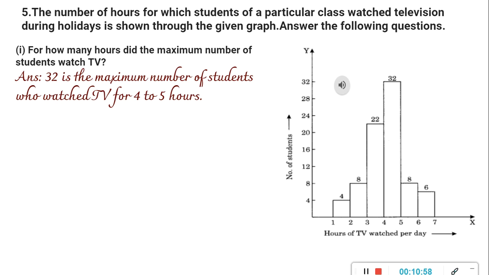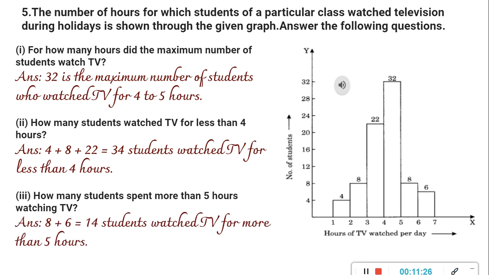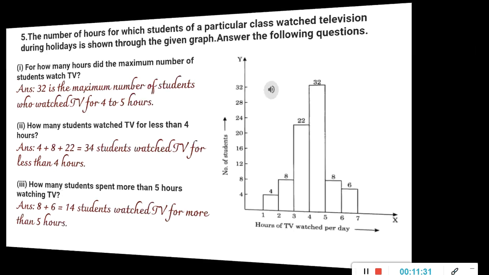The second question is, how many students watched TV for less than 4 hours? Less than 4 hours, we can see that 4 plus 8 plus 22, that is equal to 34. So 34 students watched TV for less than 4 hours. Now third question is, how many students spend more than 5 hours in watching TV? That is 8 plus 6, 14 students watched TV for more than 5 hours, isn't it?